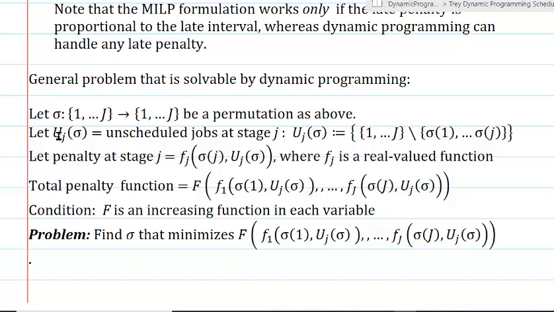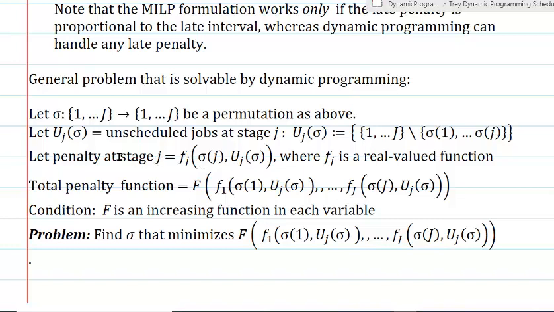Now, when you schedule this stage by stage, let u sub j of sigma be the unscheduled jobs at stage j. At stage j, that means I've scheduled the first j jobs. That means I've chosen sigma of 1 through sigma of j. So u_j of sigma is the remaining jobs that are not scheduled. It's going to be the total set of jobs, taking out the set of jobs that are scheduled.